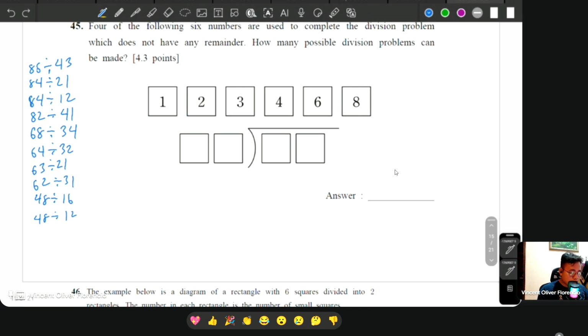What else do we have? 46. That's also divisible by 23. Right? 36. That's also divisible by 18. 36 is also divisible by 12. Then we also have here 32. That's divisible by 16. And then, say we have 28. You can form 28 here, right? That's divisible by 14. And then we have here 26. That's divisible by 13. That one.